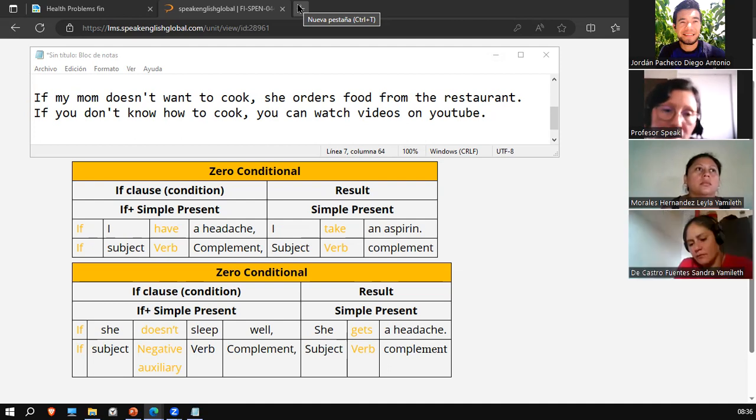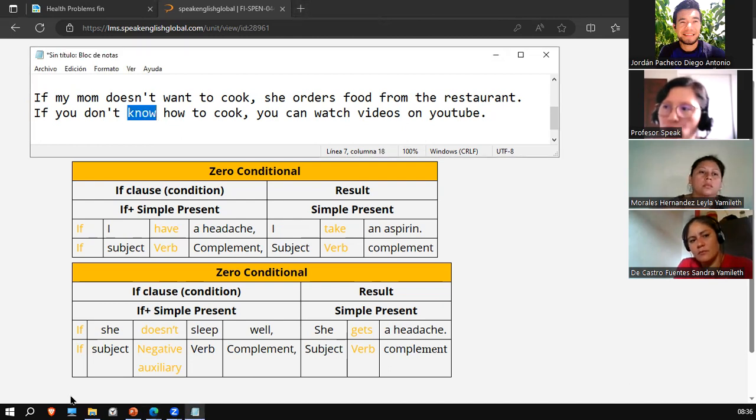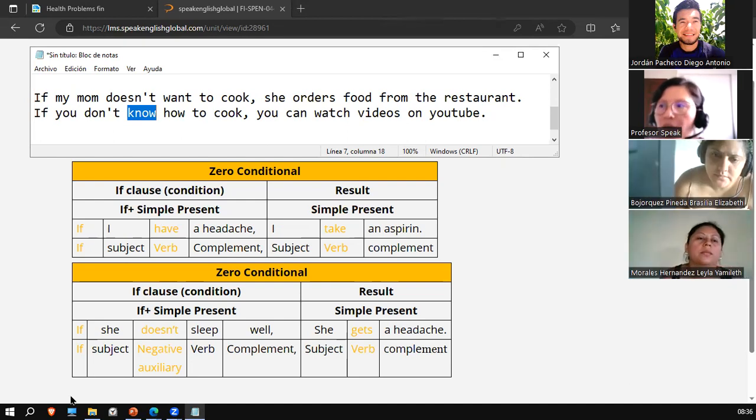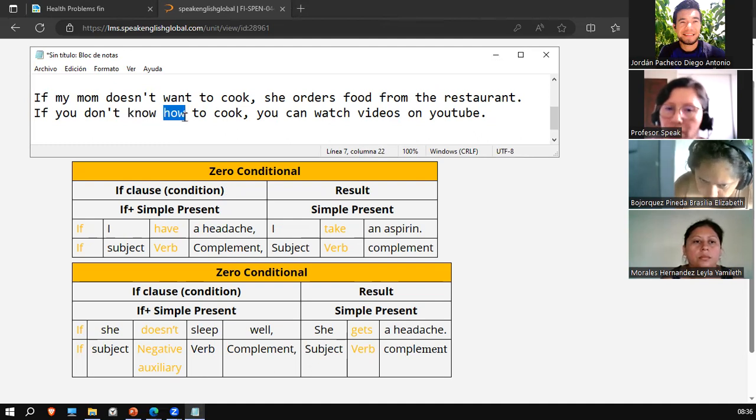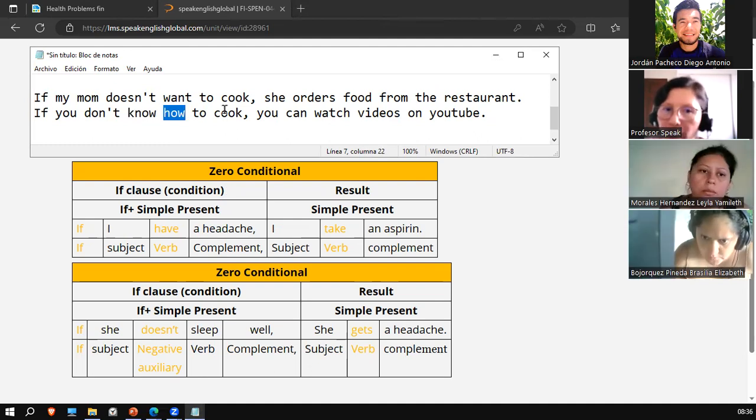What is the meaning of know how? I'm sorry. What is the meaning of know how? Ah, ok. Vaya, primero comencemos. What is the meaning of know, guys? Saber. Saber. Muy bien. Know, yes. Ajá. Entonces, what is the meaning of how? ¿Cómo? Muy bien.